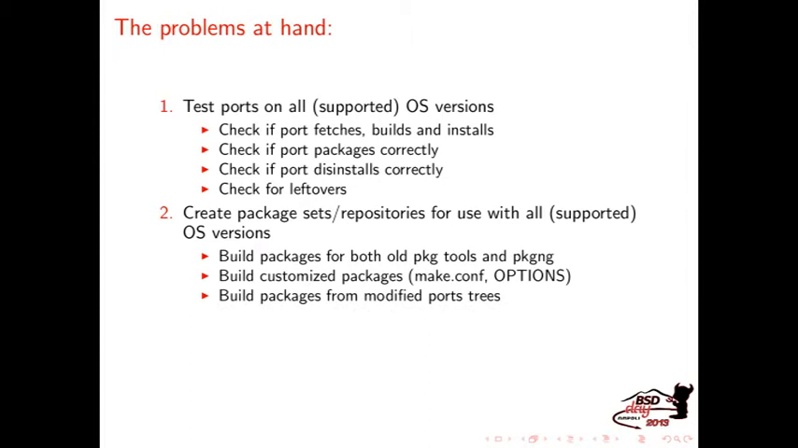The other need that arises is to create package sets and repositories for use from the operating system, for a server farm, for example. This also needs to provide built packages for both the old package tools and the new next-generation package tools. Also, it is useful to build customized packages with custom options or a customized make.conf file. And there can be the need to build a package from a modified port tree, for example, with extra internal development ports, or while testing a modified port. Both Tinderbox and Poudriere are tools which aim to solve both of these problems.